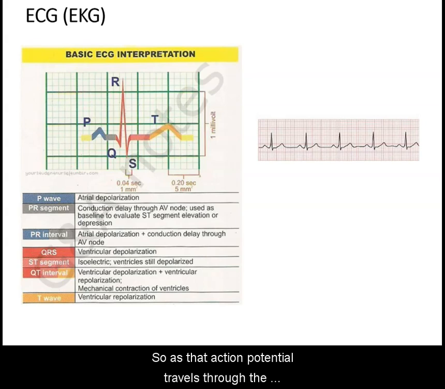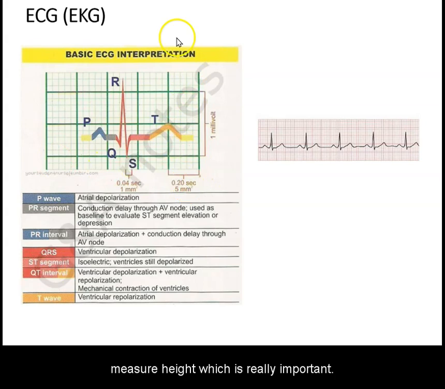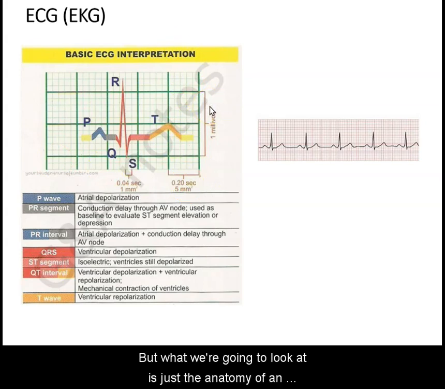So as that action potential travels through the pacemaker cells, we can pick it up on an ECG. Now, when you look at an ECG, you'll notice it looks kind of like graph paper because this paper is very specific. We'll talk about it in lab because we can measure time and we can measure height, which is really important. But what we're going to look at is just the anatomy of an EKG.